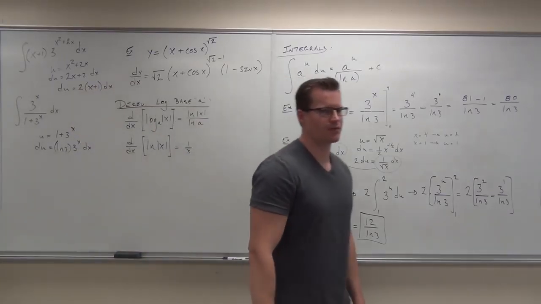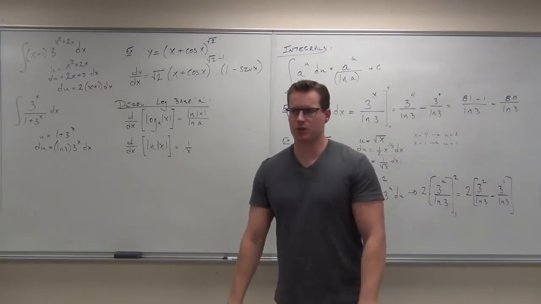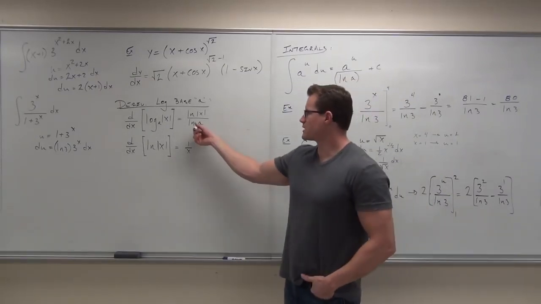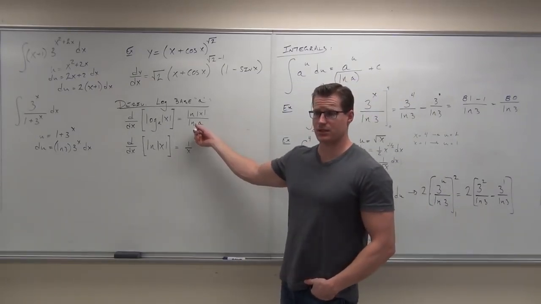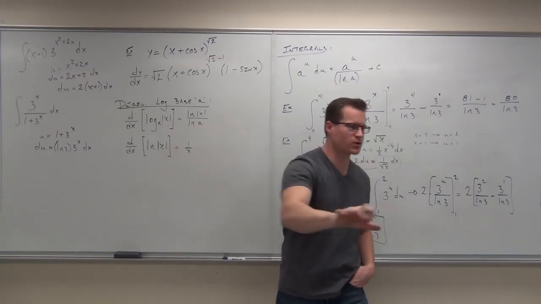That's how you can change base. Now, if that doesn't seem really useful to you, think of one thing. Is a constant or is a variable? Constant. It's a constant. Do I need a quotient rule here? No. Absolutely not. Don't do a quotient rule when you don't have to.